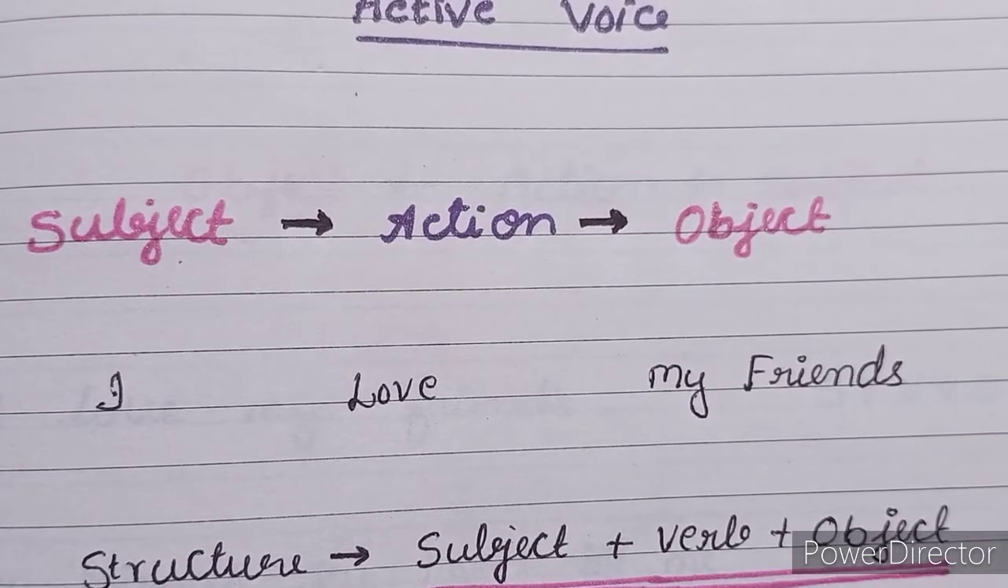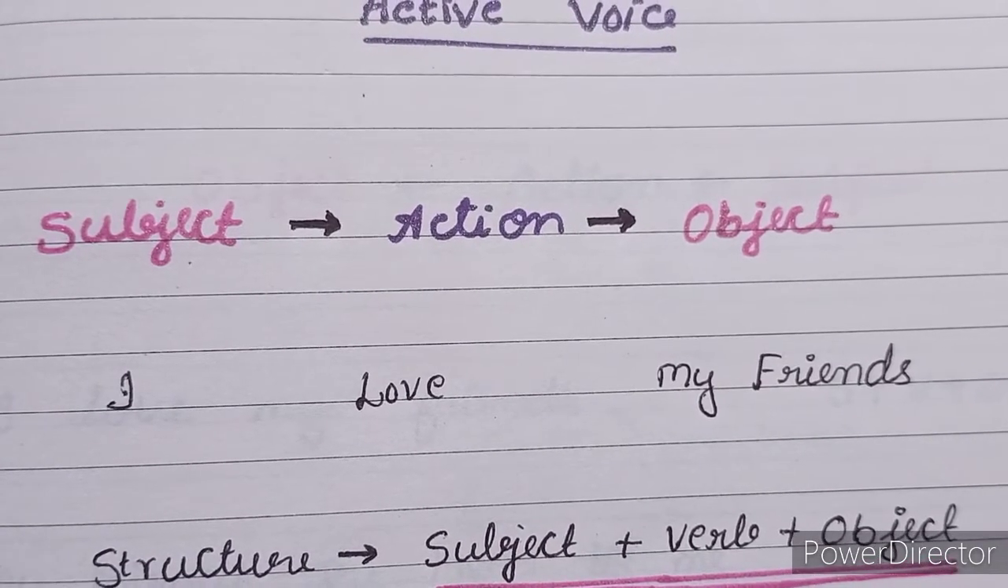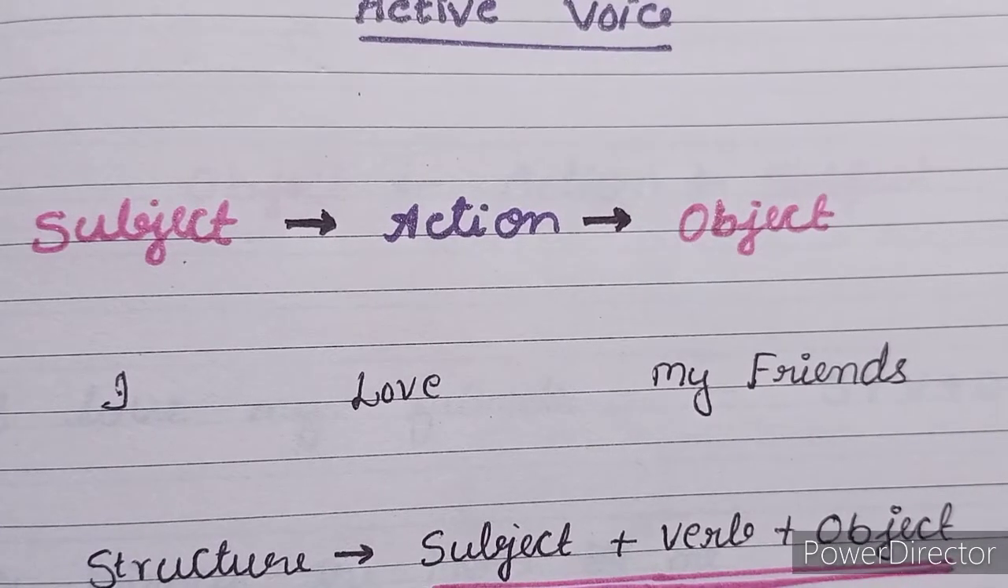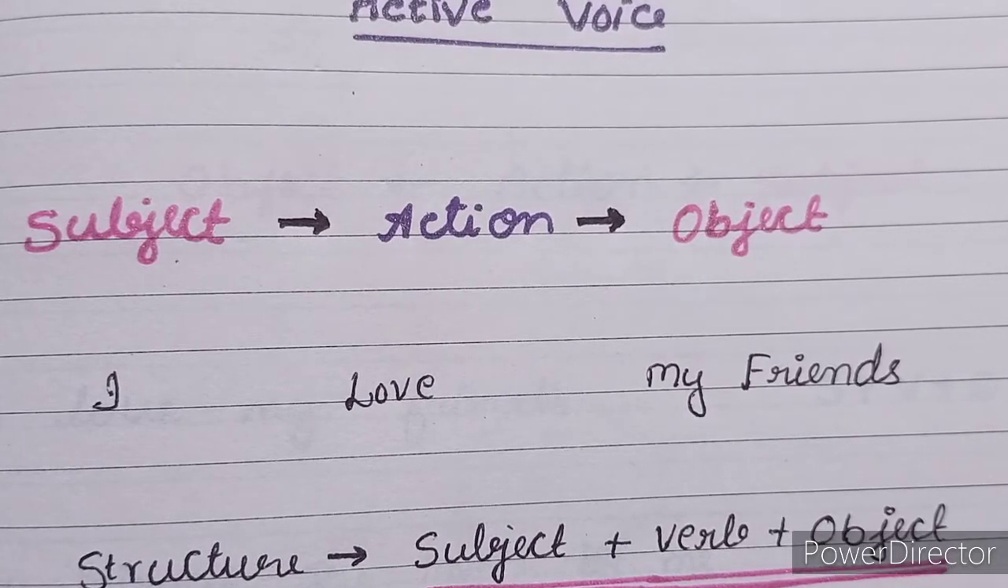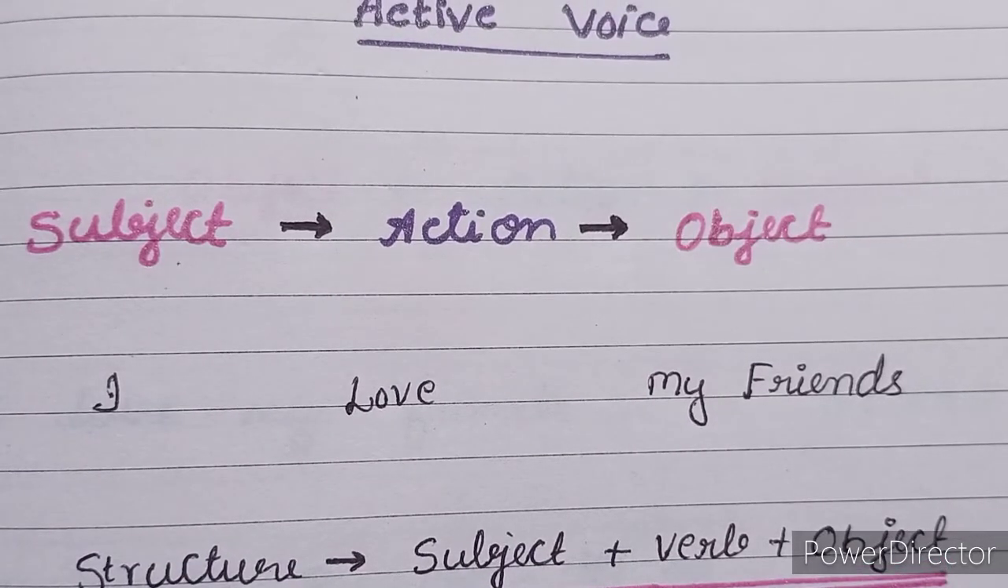So, in active sentences, the sentence structure is straightforward. Subject plus verb plus object. Remember this structure properly. Now, let's look into the passive voice.